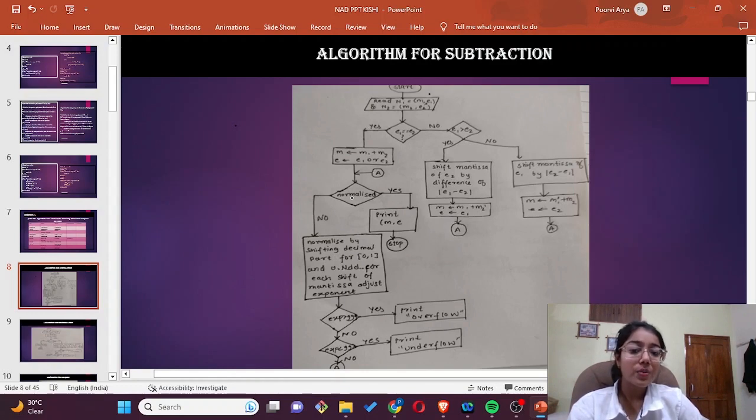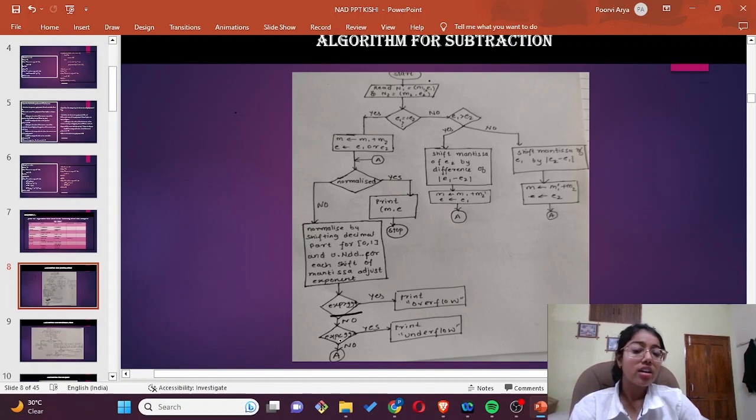If they are not in a normalized form, then we come down here. We normalize it by shifting the decimal part for 0 or 1. We normalize the value given here by shifting the mantissa and adjusting the exponent. If the exponent is greater than 99, then we print overflow. If it is not greater than 99, we check if it is less than 99. If it is less than 99, then we print underflow. If both of these conditions are false, then we print A.